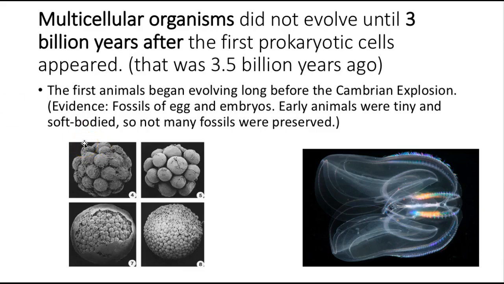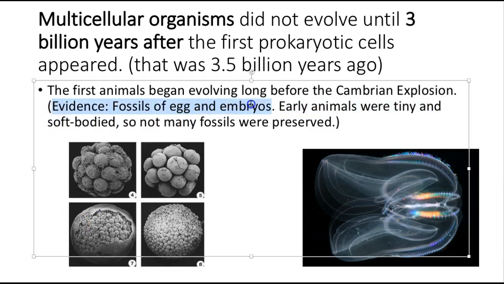So what are some other things that happened during that time? Multicellular organisms actually didn't evolve until 3 billion years after the first prokaryotic cell appeared. So it takes that long to go from one cell to multiple cells. And when did the first prokaryotic cell appear? That was 3.5 billion years ago. So here you have a picture of a multicellular embryo from a fossil. Okay, so here's the evidence.